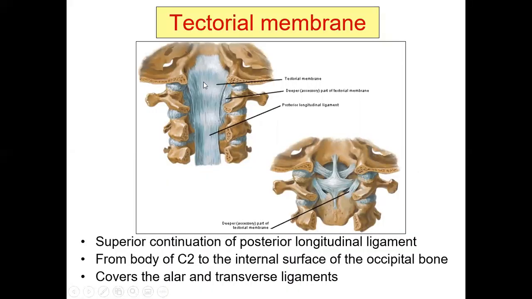This is the tectorial membrane. The tectorial membrane is a superior continuation of the posterior longitudinal ligament, from the body of C2 to the internal surface of the occipital bone. So this is the internal surface of the occipital bone, and this is part of the tectorial membrane. It continues from the posterior longitudinal ligament, and then later it becomes the tectorial membrane.